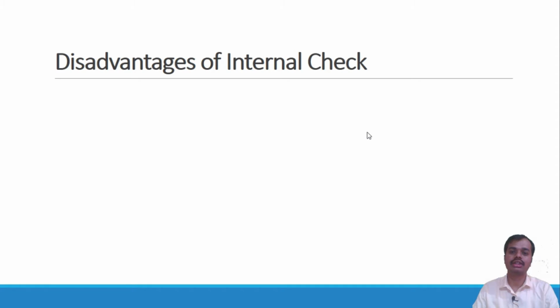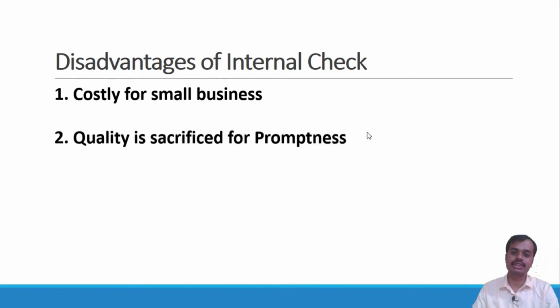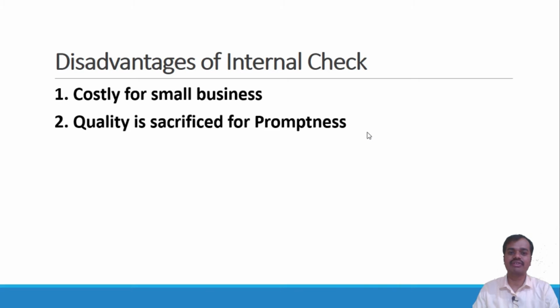Now we'll see the disadvantages of internal check. First is costly for small businesses. A system of internal check is quite expensive, especially for small businesses. Second disadvantage is quality is sacrificed for promptness. In an internal check system, quality of work declines because the clerks of the business attach greater importance to being quick and do not care if their work gets substandard.